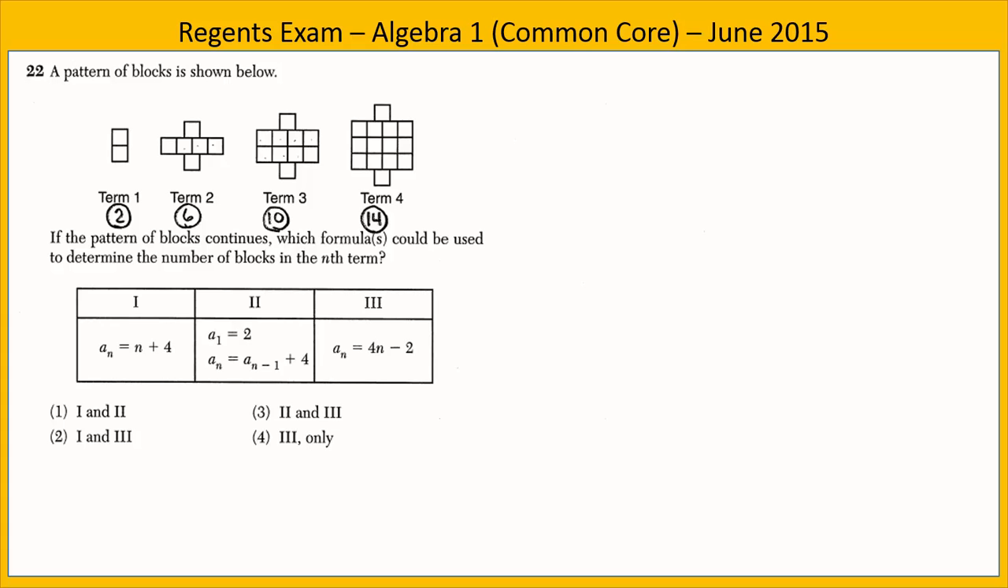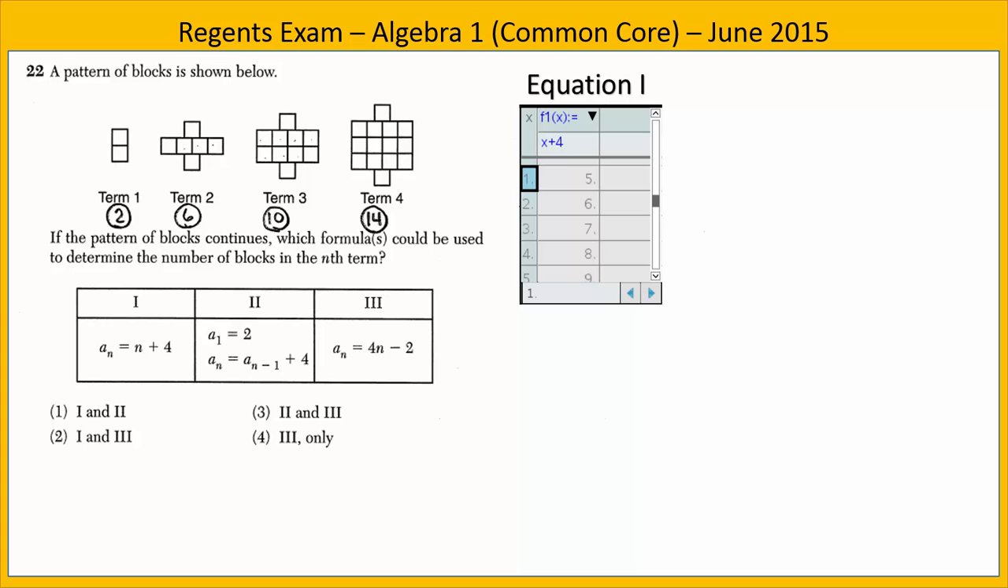Equation 1 is a simple explicit equation. We can put that in our graphing calculator as y equals x plus 4. Look at the table. For that equation, the first term generated is 5, the second 6, the third 7, and the fourth 8. That's not the correct sequence, and so equation 1 cannot generate the sequence that we want. It's not a correct solution.